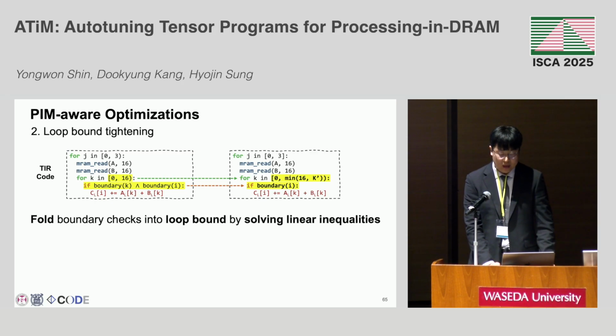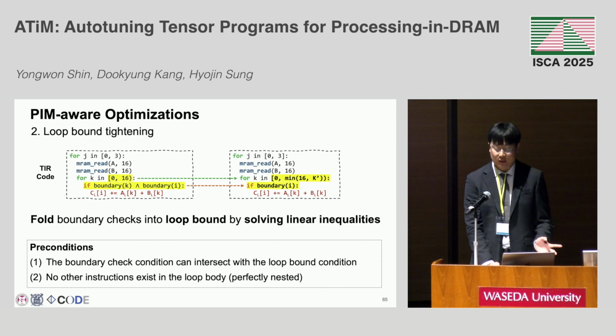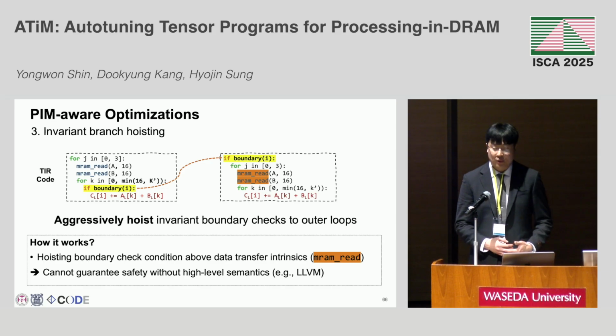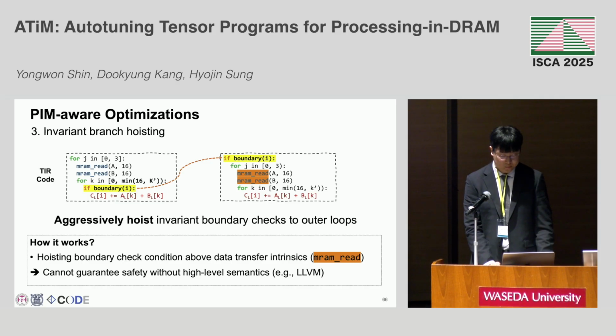Second, ATiM can remove boundary checks by merging them into the loop bounds. This is possible when conditions can intersect with loop bound conditions by solving linear inequalities, and the loop is perfectly nested. Lastly, ATiM applies invariant branch hoisting by moving boundary checks above MRAM reads based on buffer usage analysis. This optimization requires high-level semantics because low-level memory operations would otherwise prevent safe hoisting.